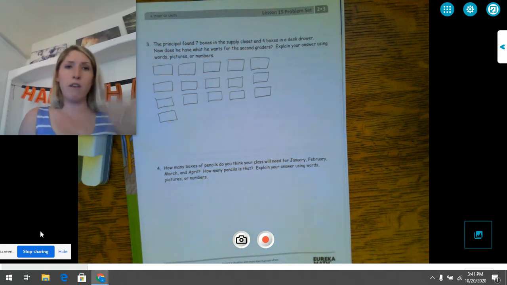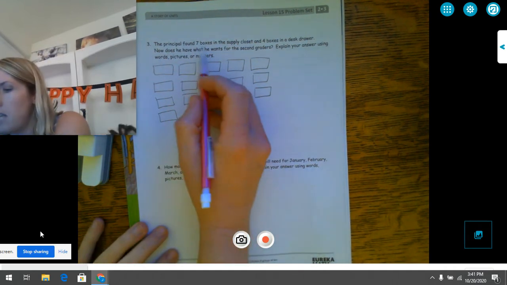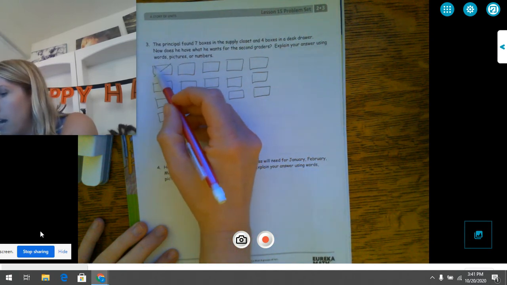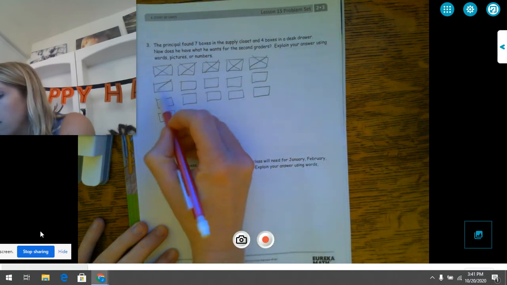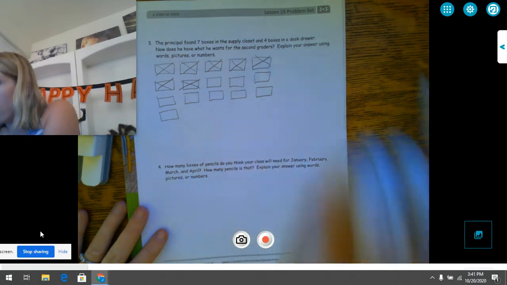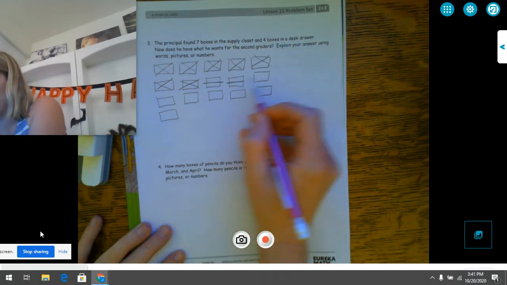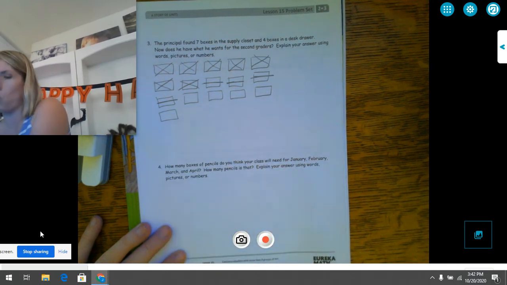Now what we're going to do is when he found these other boxes, we're going to cross them off and see if he found enough boxes to have the 16 that he needs. So he found 7 boxes in the supply closet. So 1, 2, 3, 4, 5, 6, 7. Okay, so he found that many. And then he found 4 in a desk drawer. So I'm just going to put a line sideways through there so I know that these are different ones that he found. 1, 2, 3, 4 in the desk drawer.